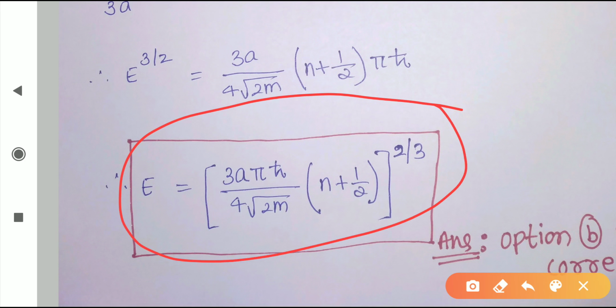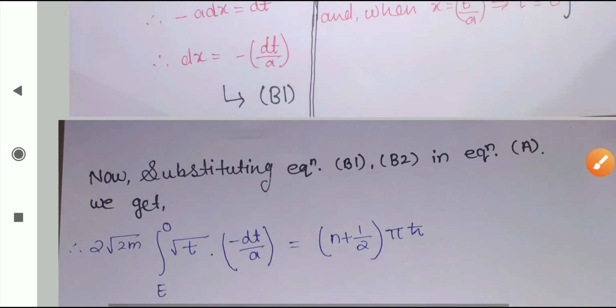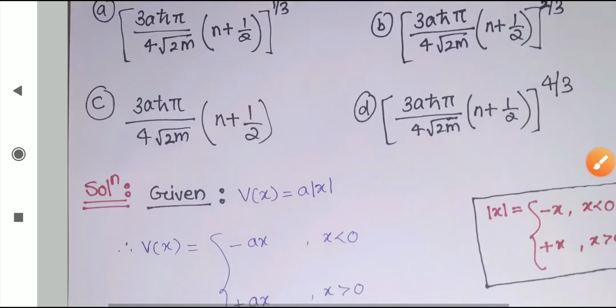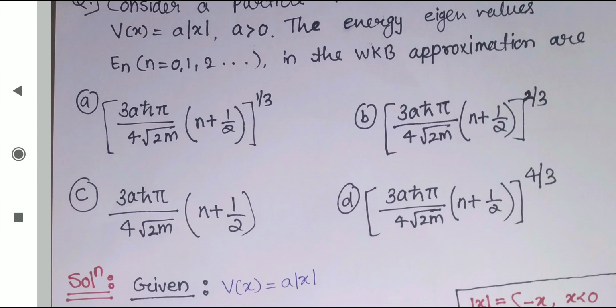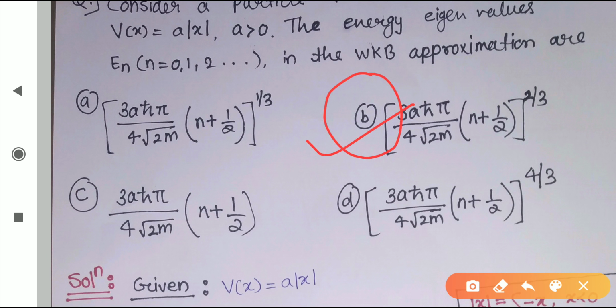So let's go to the options. See, that is this. So which option is correct? This option is correct. So I hope you all have understood how to solve this by the trick method and by the traditional method.